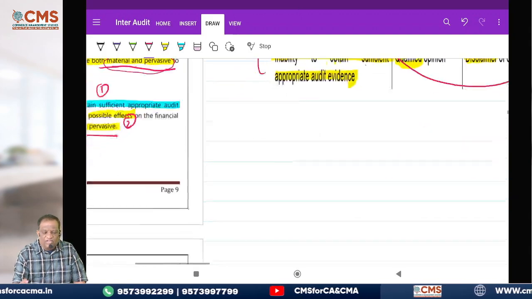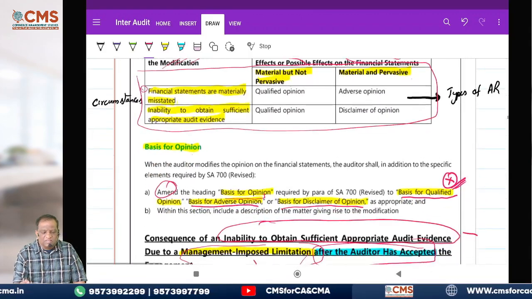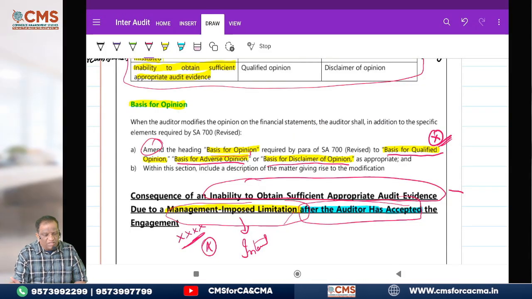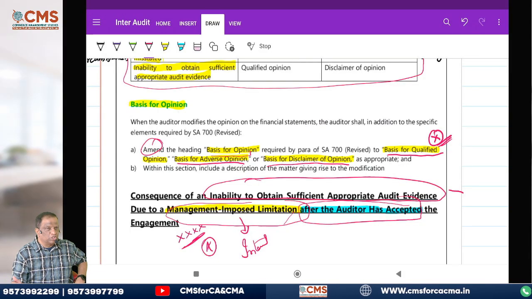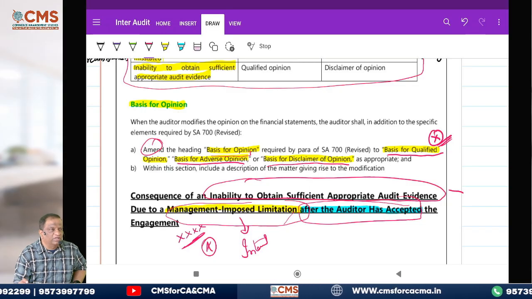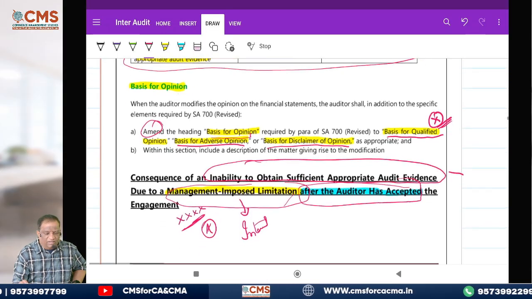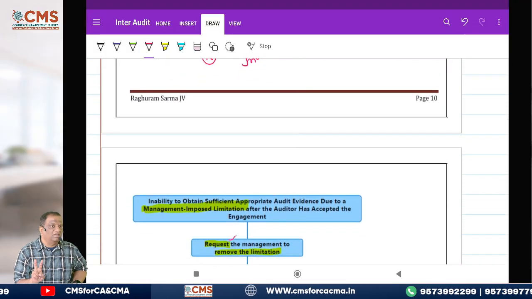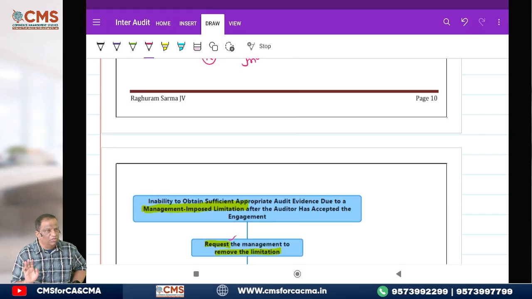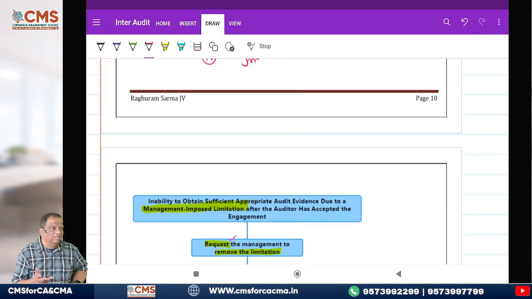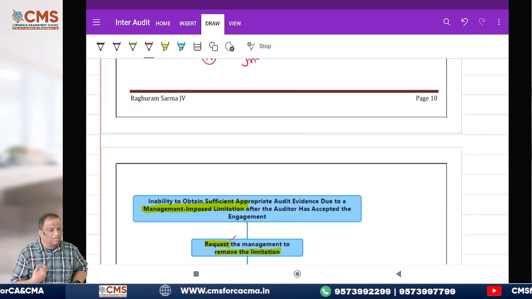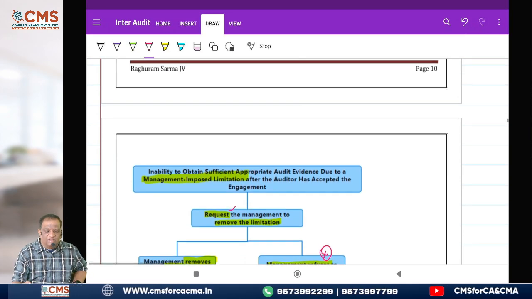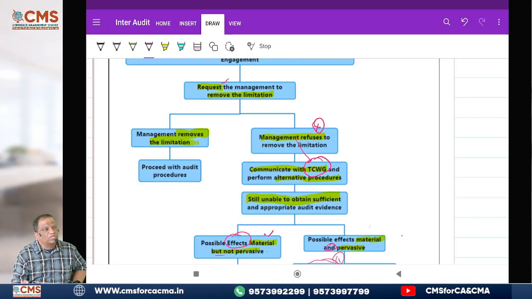And finally, what happens if the auditor is unable to obtain audit evidence, which happens mainly on account of management imposed limitations? Now you think logically, what should an auditor do? Request the management to remove it. Now I did it. For this, two things can happen. Management may remove, management may not remove. If the management is removing, then I can perform the procedures and continue. If the management is not willing to remove, then I will escalate it, that is, I will communicate with those charged with the governance.